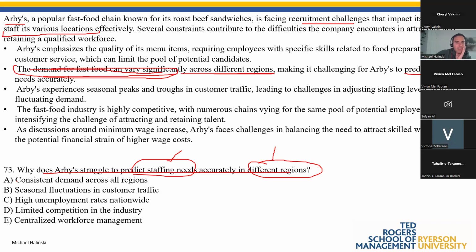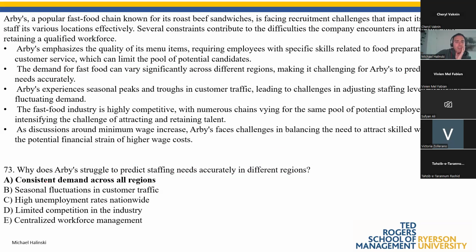So why consistent demand across the regions? That's the opposite. Fluctuations in customer traffic. Wait, I think I made a typo here. This should be fluctuating demand across all regions. Okay, fluctuating. When I did this, I probably took this question off the exam as well. Anyways, I wanted to include it just so you could see what type of question it would be. Okay, so fluctuating demand, to be more consistent with the statement that demand for fast food can vary significantly. Okay.